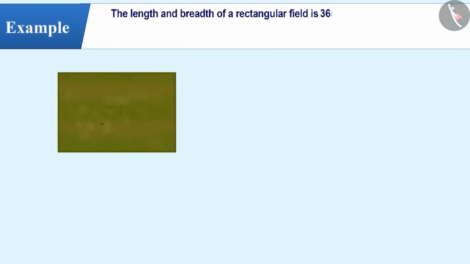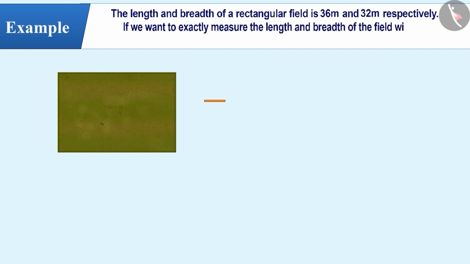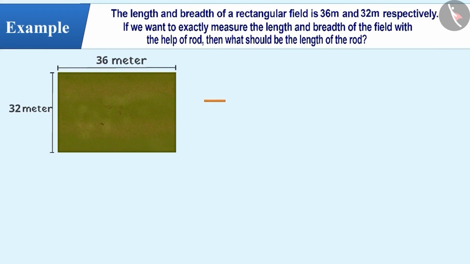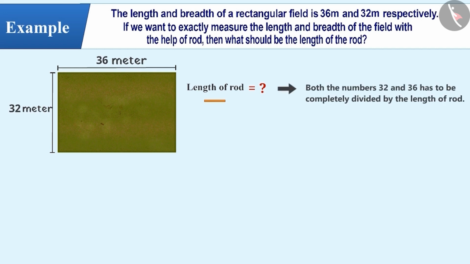Next example: the length and breadth of a rectangular field are 36 meters and 32 meters respectively. If we want to measure the length and breadth of the field with the help of a rod, then what should be the length of the rod? We have to find the length of the rod which can measure it completely. It is only possible when both the numbers 32 and 36 can be completely divided by the length of the rod. That means a common factor of 32 and 36 will be the length of the rod.